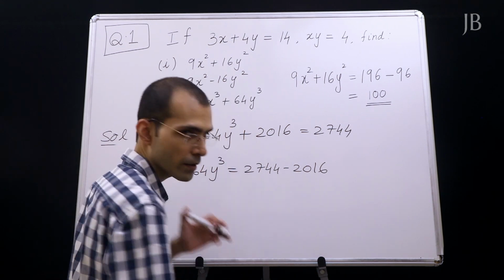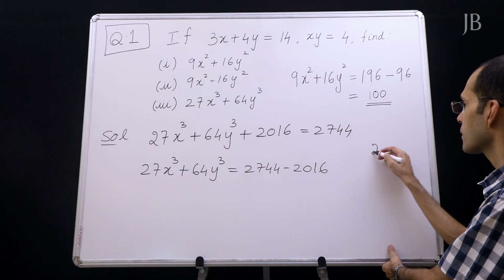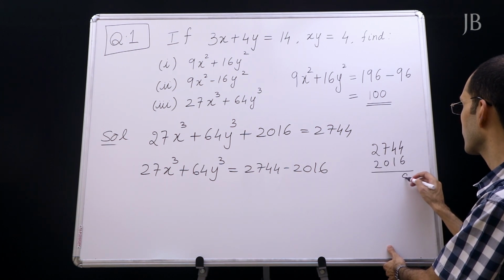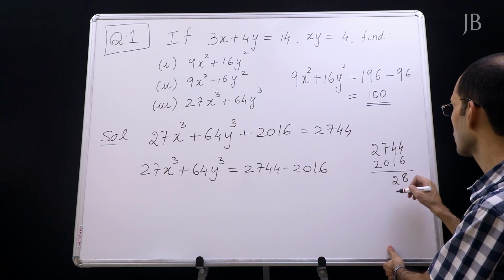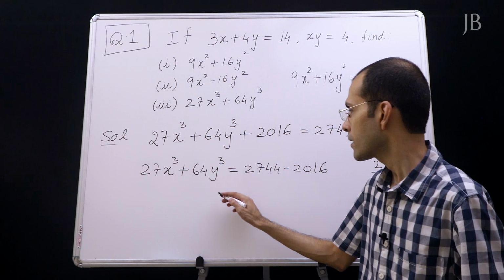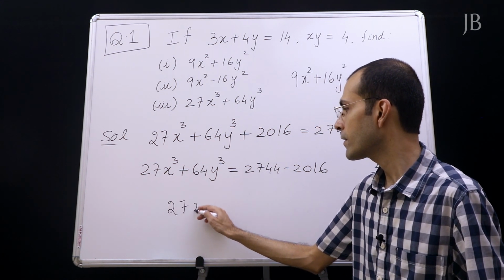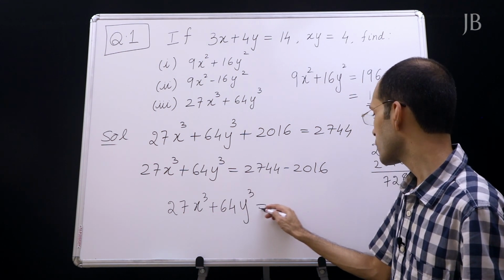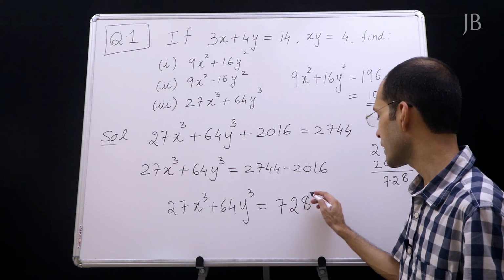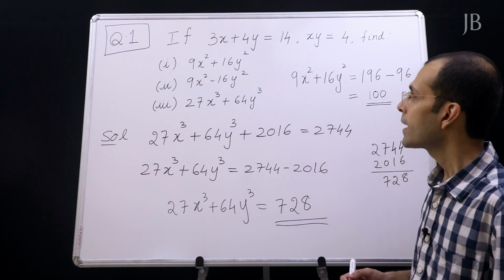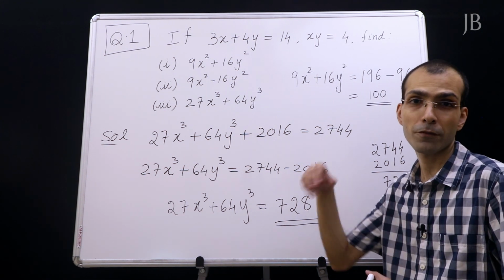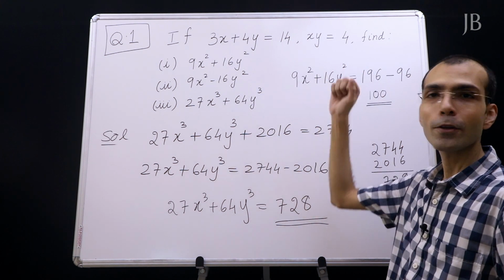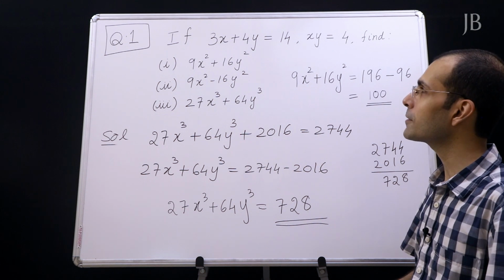How much does this work out to be? Let us do it. 2744 minus 2016. So this is 728. So finally 27x cube plus 64y cube turns out to be 728. And this completes your sum. So we took care of squares, sum of two squares, difference of two squares, and then even your cubes. So comfortable with question 1?